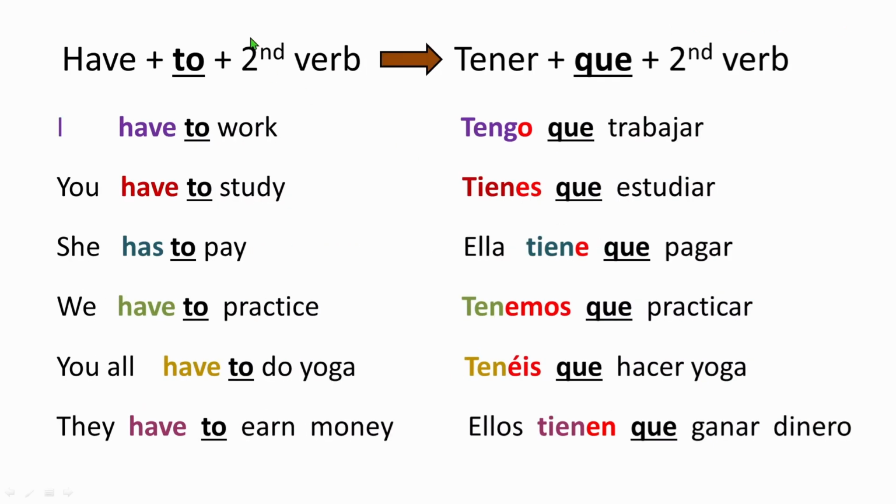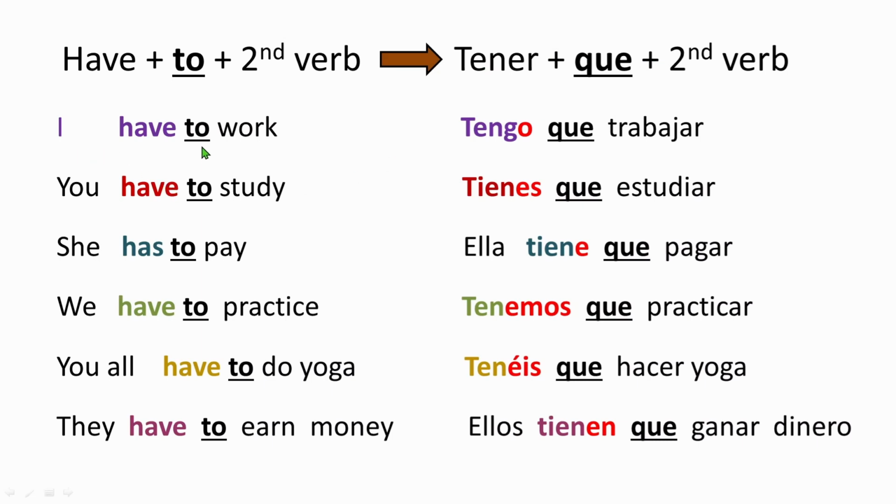Now we're going to see how to use the verb have when there are two verbs. Like when you say I have to work, there are two verbs, have first and work is the second verb. So how do you make it? It's pretty easy. Have is tener. When you say to, you have to put que. Que is to in Spanish. Then we put the second verb, but we don't conjugate the second verb. We only conjugate the verb tener. Only the first verb is conjugated in Spanish. The second we leave as it is.